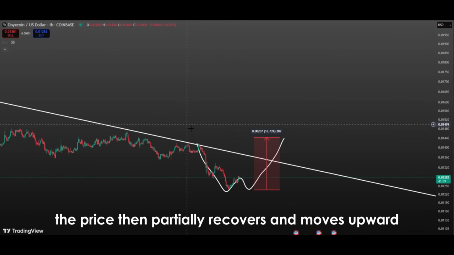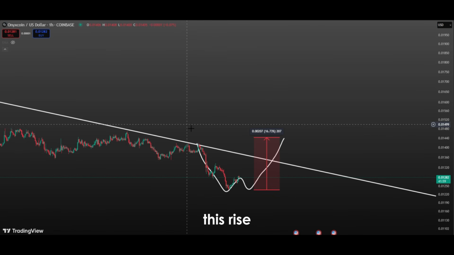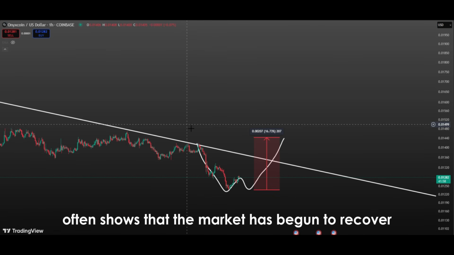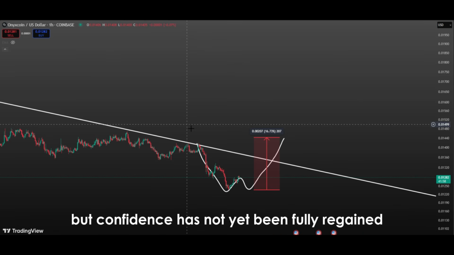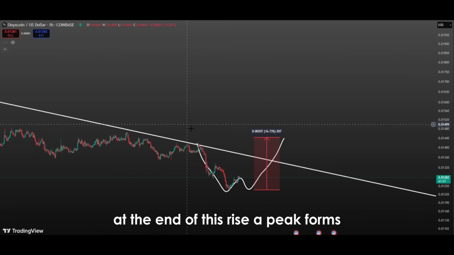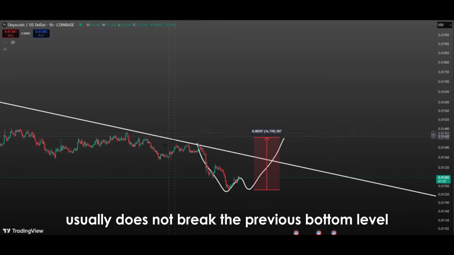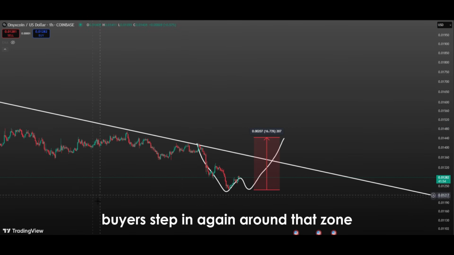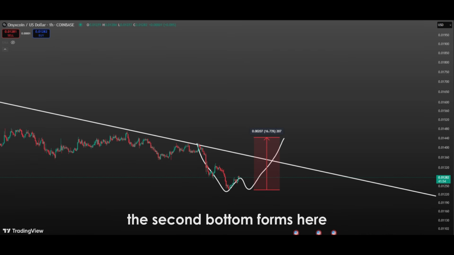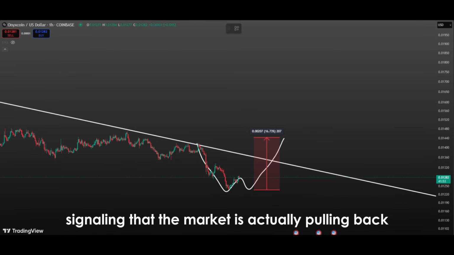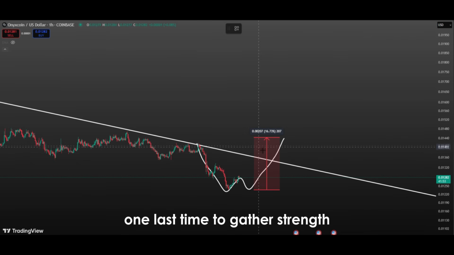The price then partially recovers and moves upward. This rise often shows that the market has begun to recover, but confidence has not yet been fully regained. At the end of this rise, a peak forms. This peak, however, usually encounters strong resistance and the price begins to fall again. The second decline is a critical process that shows investors still don't fully trust the market, yet this decline usually does not break the previous bottom level. While it may approach it, buyers step in again around that zone. The second bottom forms here, signaling that the market is actually pulling back one last time to gather strength.